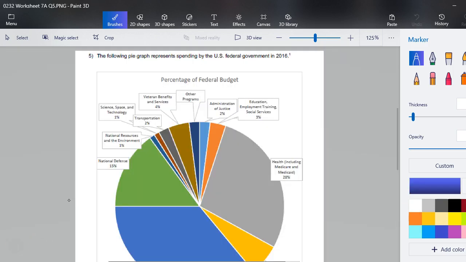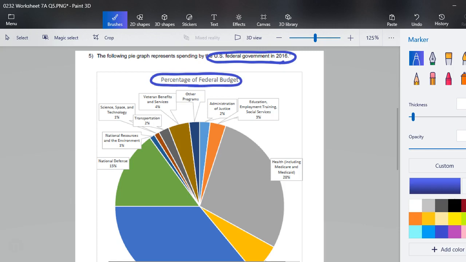The question for question 5 is below this pie chart, and it says the total budget in 2016, and it's telling us this is the federal government 2016 and the percentage breakdown. The question is saying the total budget was 3.54 trillion dollars. How much did the federal government spend on national defense, which was 15% of the $3.54 trillion, and they just want to know how much was spent.